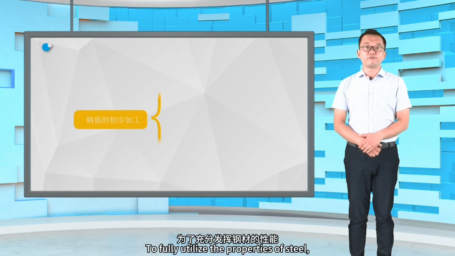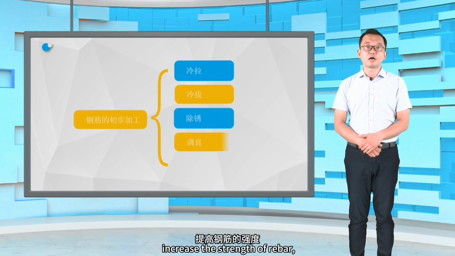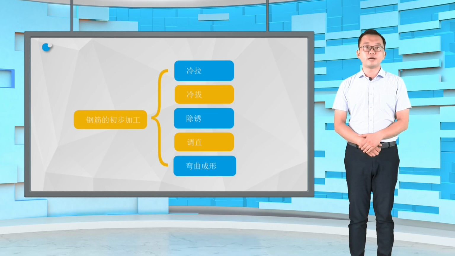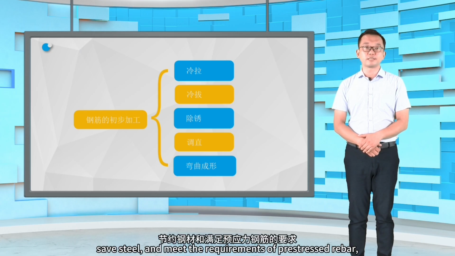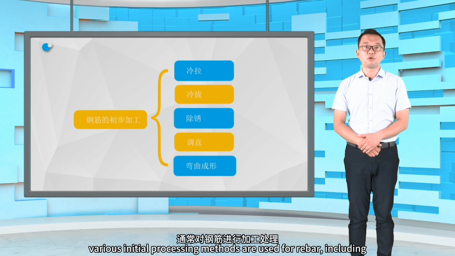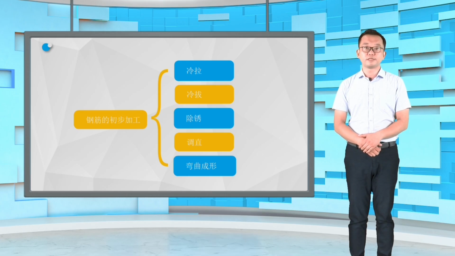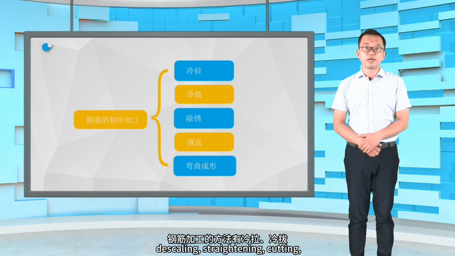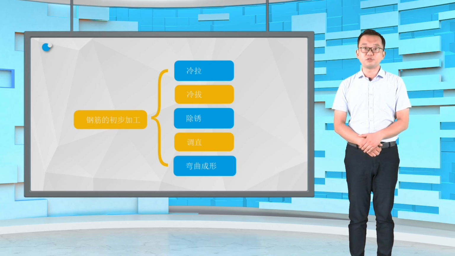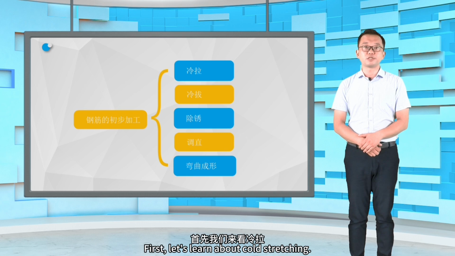To fully utilize the properties of steel, increase the strength of rebar, save steel, and meet the requirements of pre-stressed rebar, various initial processing methods are used, including cold stretching, cold drawing, descaling, straightening, cutting, and bending and forming. First, let's learn about cold stretching.